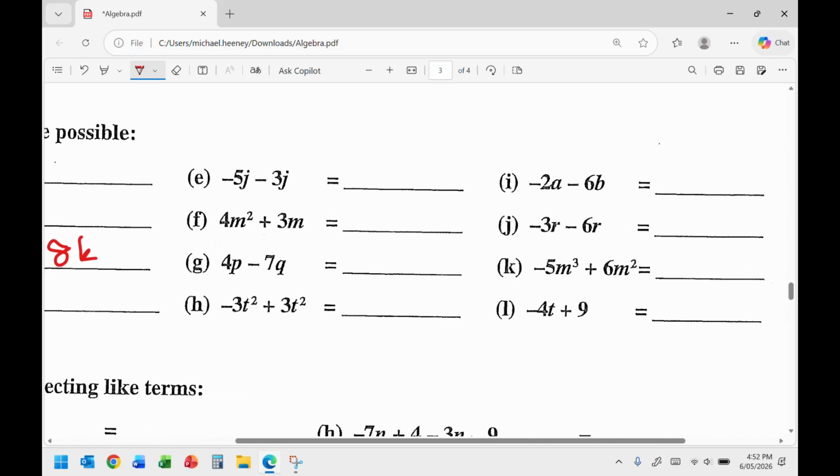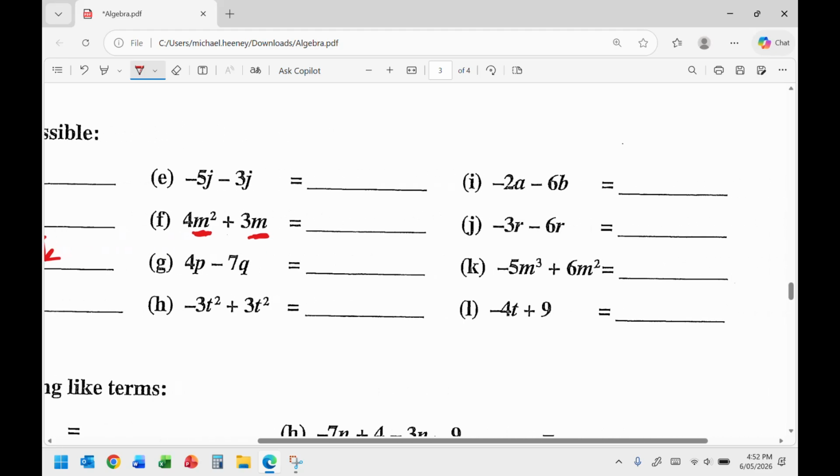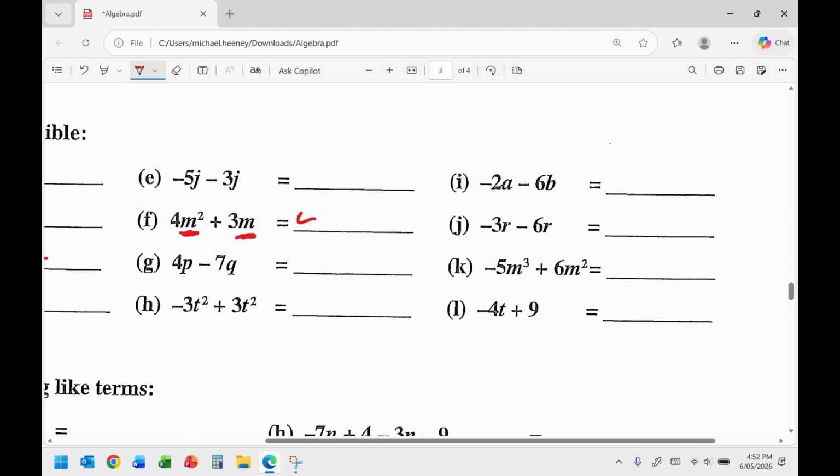Over to F. We started with 4m squared. We add 3m. Now, we don't have 7 because this is m squared and that is m. And they are not the same. They are different things. So you'll notice the question said simplify where possible. Well, in this case, we can't. So our answer is 4m squared plus 3m.